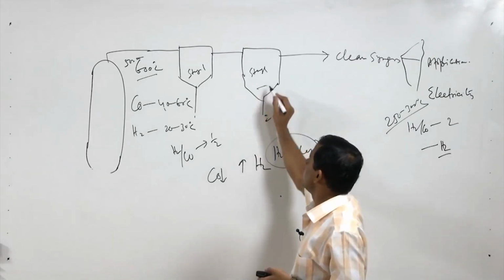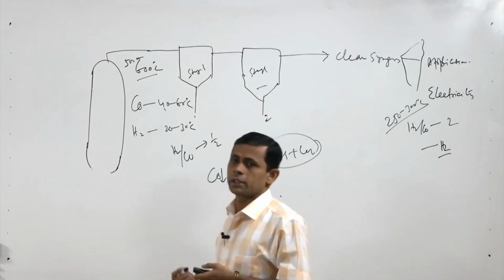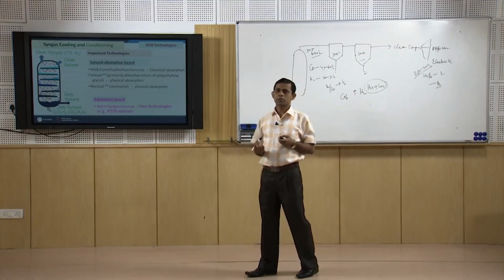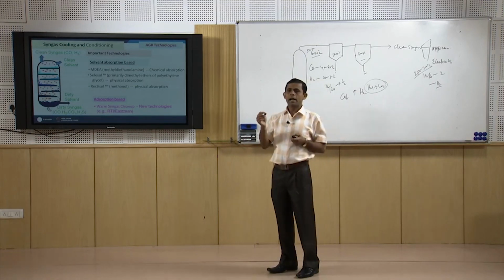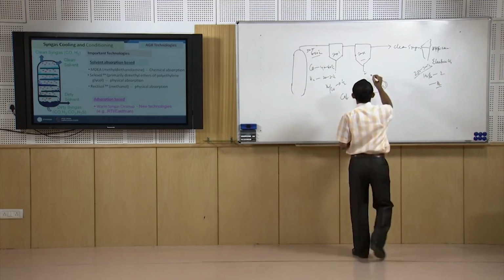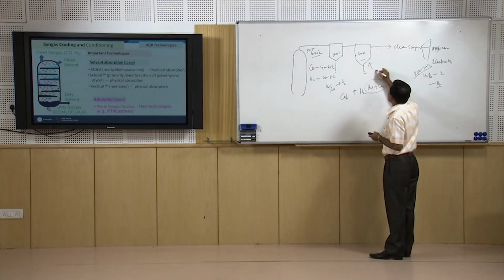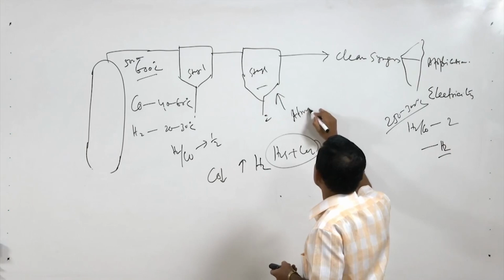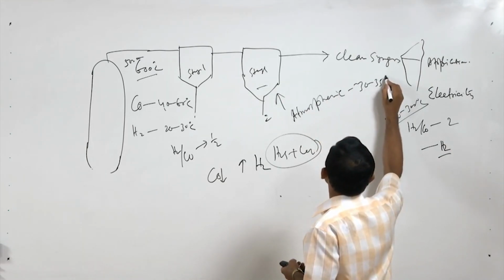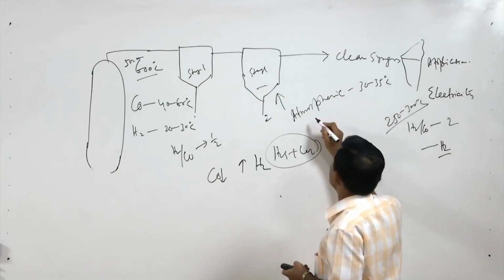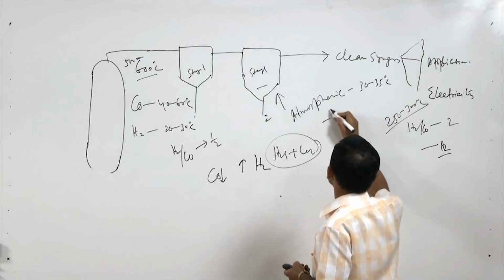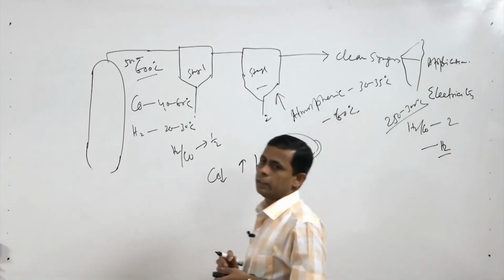the conventional cleaning processes use absorption based technology, which is both chemical and physical absorption in nature. So, the temperature of the gas used in these systems is either atmospheric temperature, around 30 to 35 degree centigrade, or it may be below 0 degree centigrade, up to minus 60 to minus 70 degree centigrade.